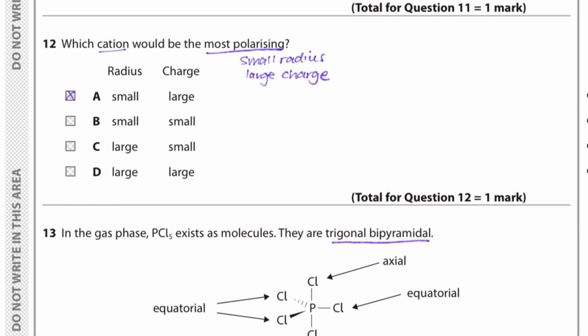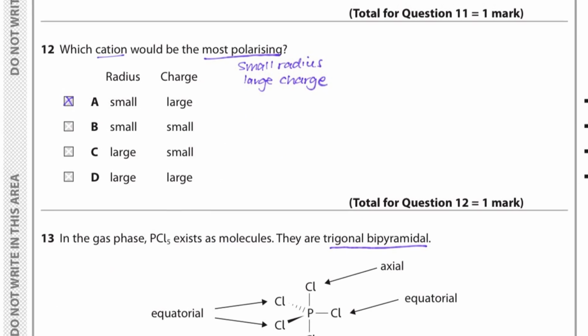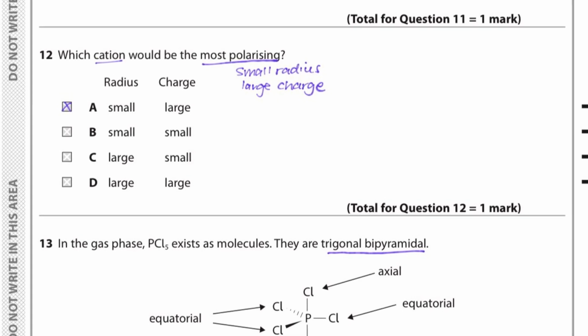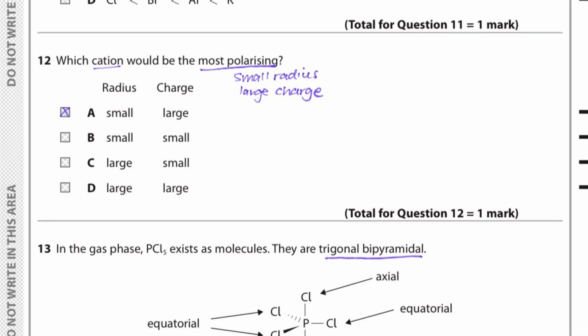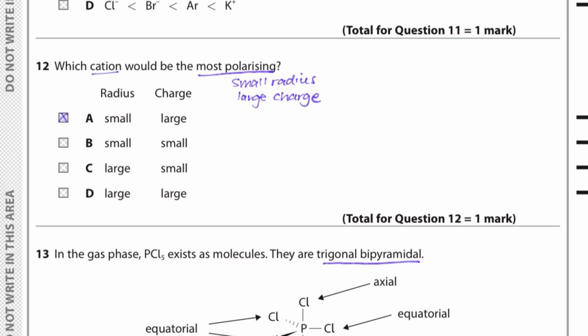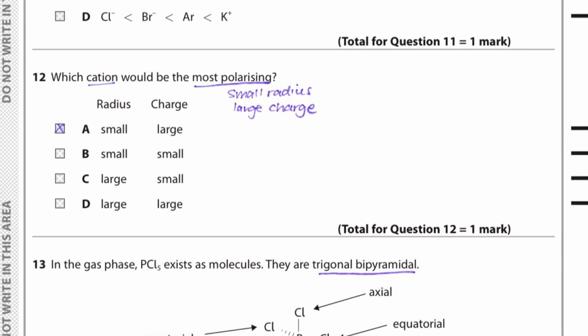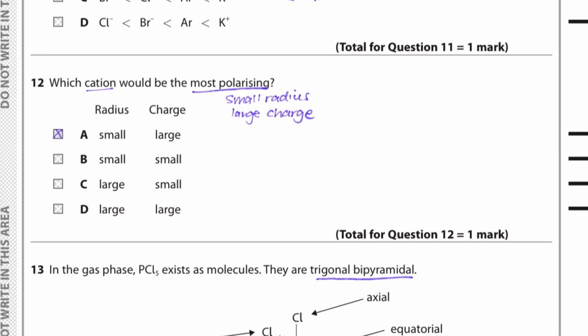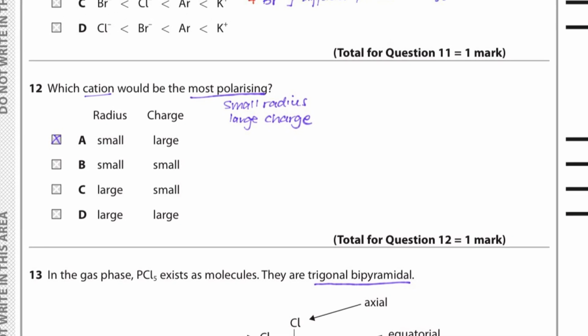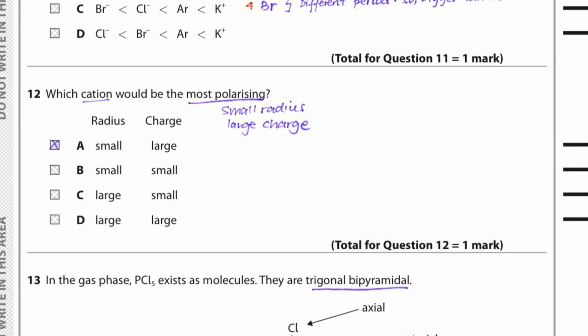Question 12. Which cation would be the most polarizing? Polarization is determined by the charge and size of both ions bonded to each other. For a cation to be more polarizing, it should have a higher charge and a smaller size. This allows it to attract the electrons of the anion better, distorting the electron cloud. The answer is therefore A.